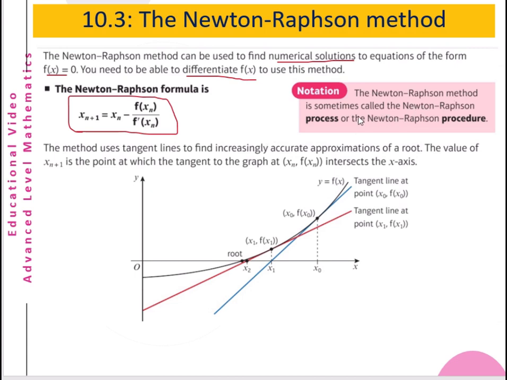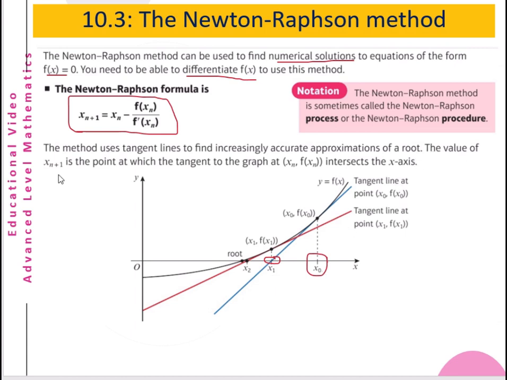The Newton-Raphson method is sometimes called the Newton-Raphson process or the Newton-Raphson procedure. In this method, you use the tangent line. This is the tangent line here, this green line, and the red line is the tangent line, to find the increasingly accurate approximation of the root. For example, if you think the root is x0 here, you find the tangent, and the tangent focuses down into x1, the second approximation.